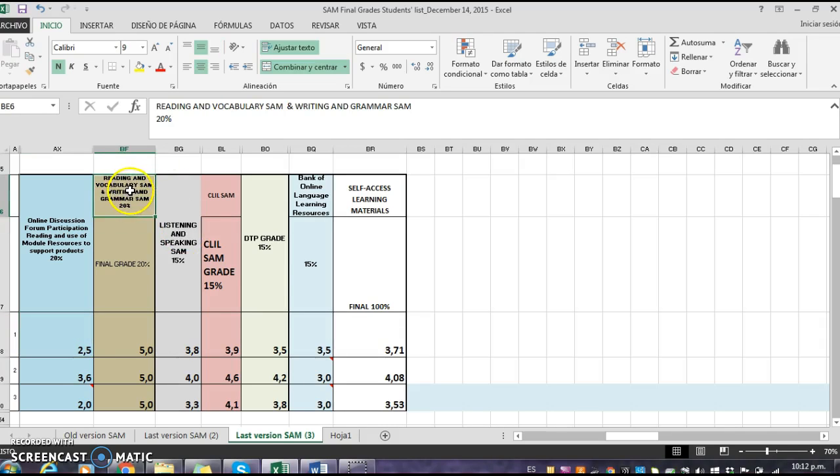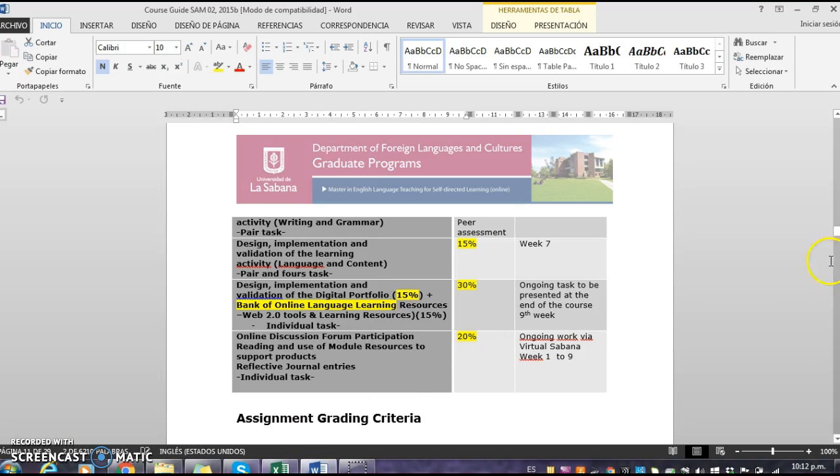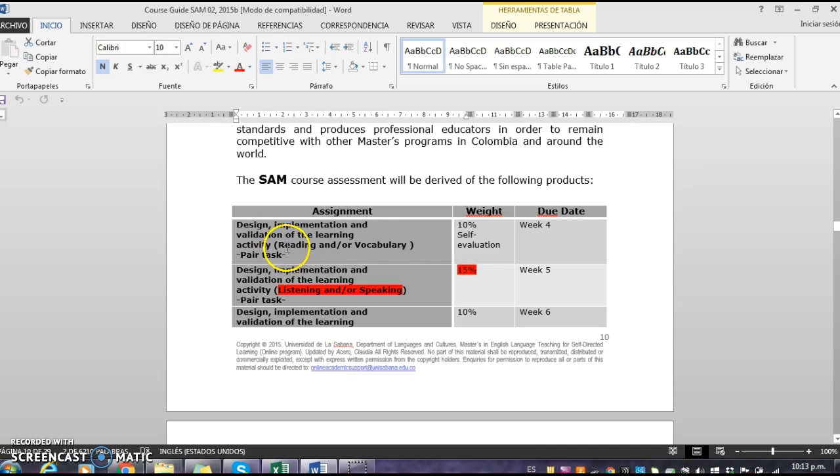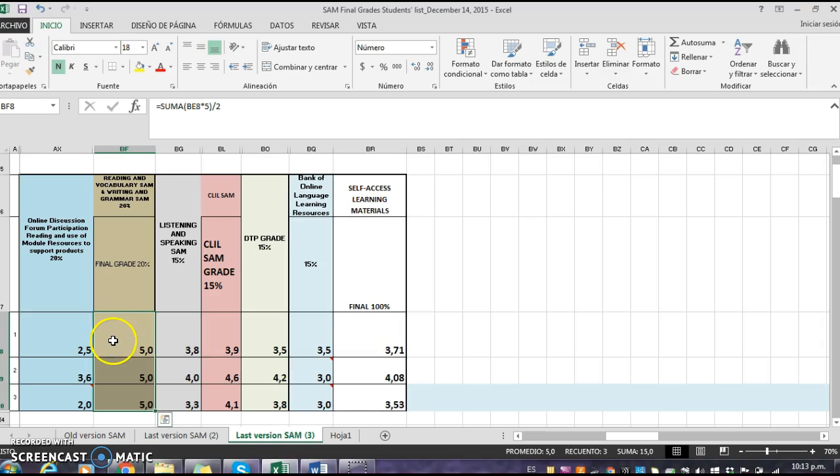I also graded the reading, vocabulary, SAM plus the writing and SAM. In general terms, since these were the first attempts that you were doing and learning, as we can see here with the reading and vocabulary, I decided just to evaluate the fact that you actually posted and did it.